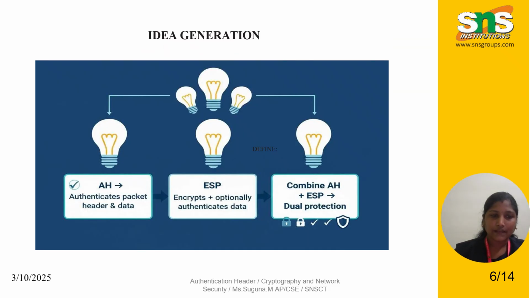So what is the encapsulating security payload? The encapsulating security payload goes one step further. It provides data confidentiality, which is encryption, along with integrity, authentication, and anti-replay protection. While the authentication header focuses on integrity and authentication, ESP focuses on encryption plus authentication. So when combining the authentication header and encapsulating security payload, we can give dual protection for our data.